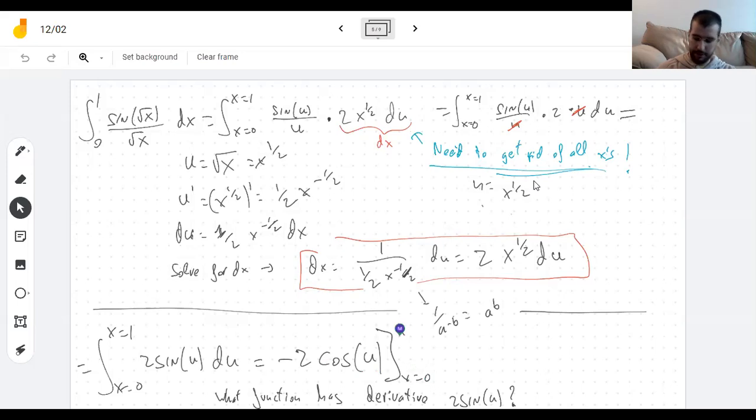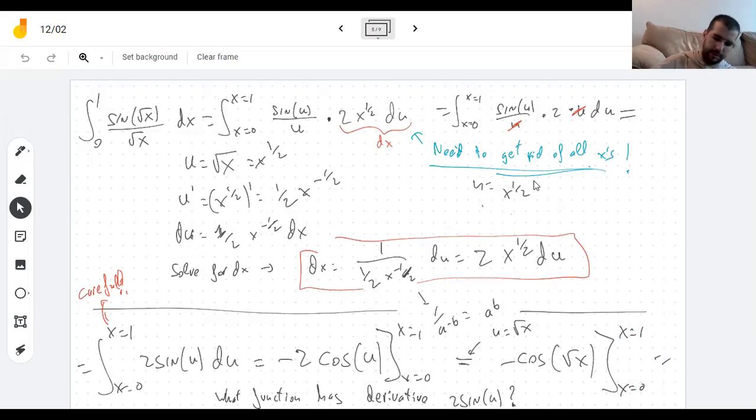So I need to plug in 0 and 1 for x. Not for u. So I need to plug it back in the x's. Or I could have changed the bounds, but didn't feel like it. So I need to substitute root of x for u. And now I'm gonna be done.